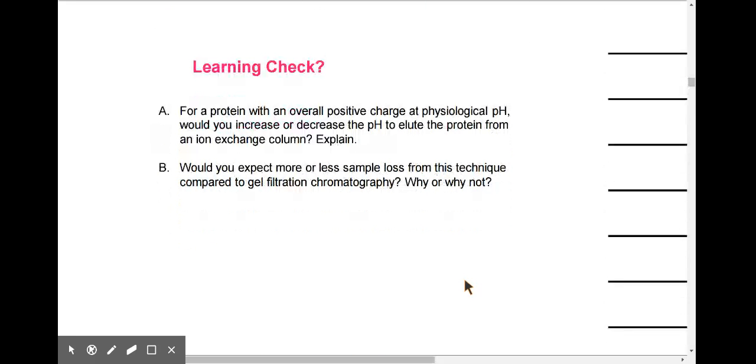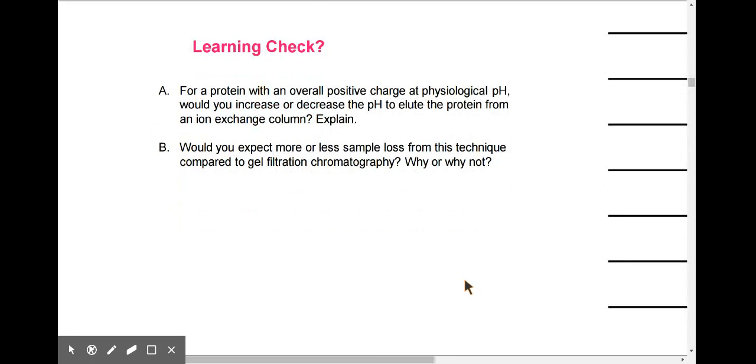Let's just think about it for a minute. Let's answer a couple of questions. For a protein with an overall positive charge at physiological pH, would you increase or decrease the pH to remove the protein from an ion exchange column? What do you think?